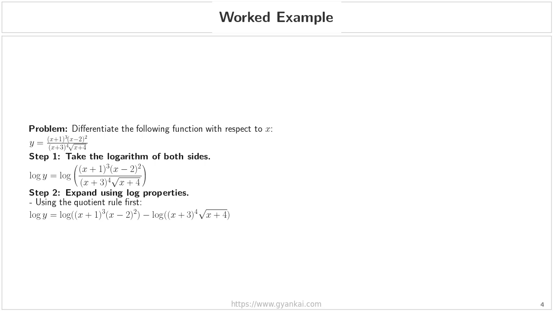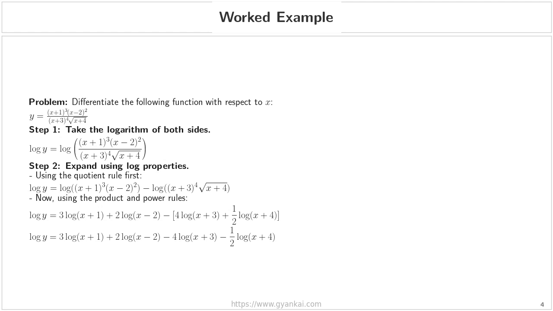Specifically, the natural log of the quantity x plus 1 cubed times x minus 2 squared, minus the natural log of the quantity x plus 3 to the power of 4 times the square root of x plus 4. Next, we use the product and power rules to break these down further. For the first part, the exponents 3 and 2 move to the front, giving us 3 times the natural log of x plus 1, plus 2 times the natural log of x minus 2.